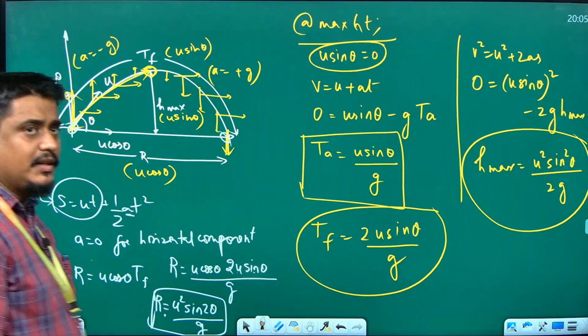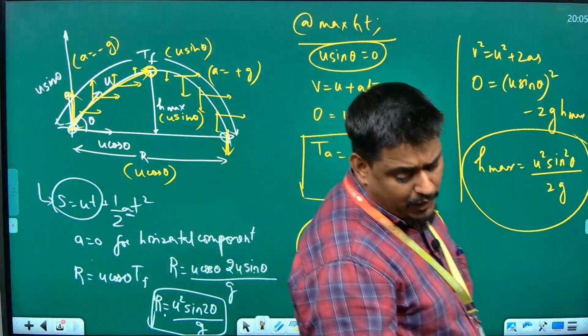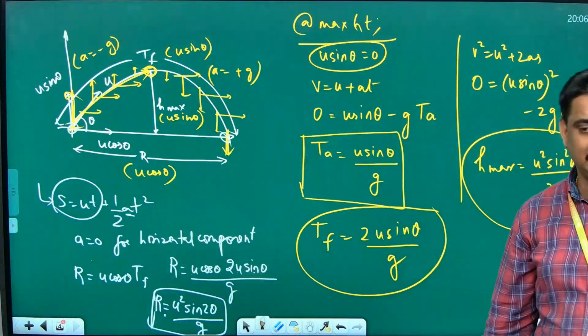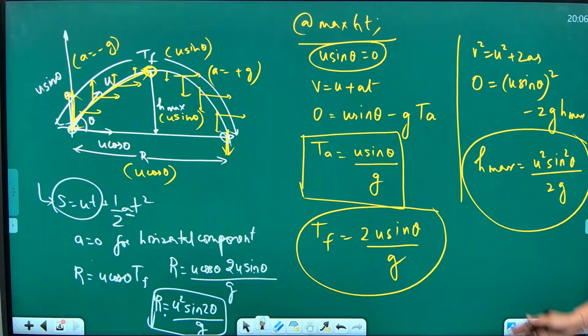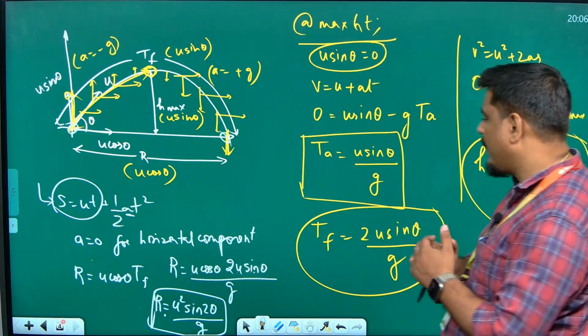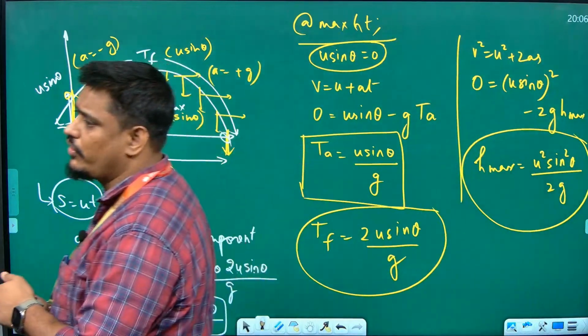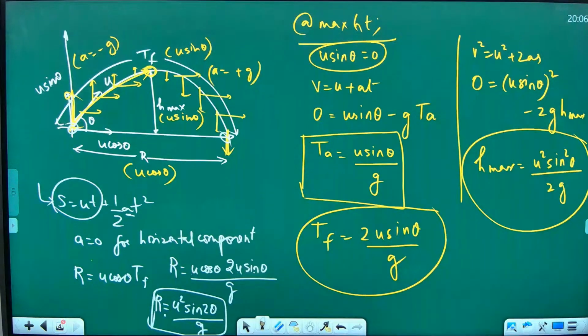Clear? These 3 derivations are damn important for the school examination. It will come for sure in the exam. School exam it will come. Derivation of one of these, all 3 of these, anything may come. So please have clarity on the derivation of time of flight, h max and horizontal range. If you have understood this, take 2 minutes of time and copy it fast.